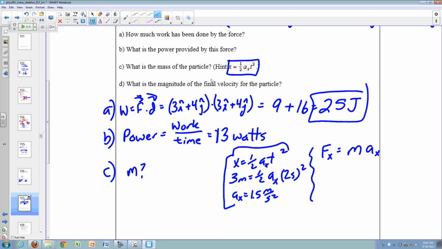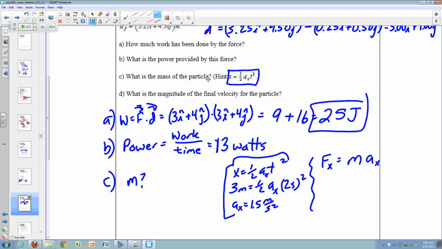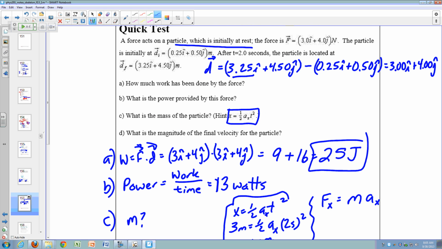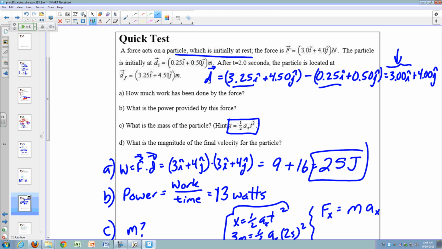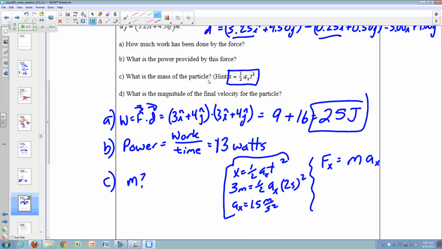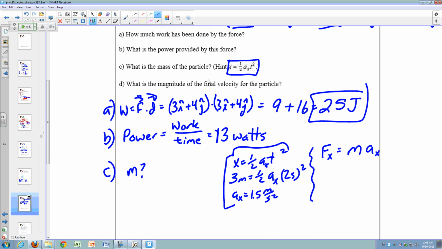And then from that, you know the x displacement, because I'm going from 0.25 to 3.25. So my x displacement is 3. And so I can solve then for the acceleration and find that it's 1.5 meters per second squared. And then I know that the force in the x direction is 3 newtons. And so that's equal to m times my acceleration in the x direction. And so m has to equal 2 kilograms, the mass. So that's the answer to that part.